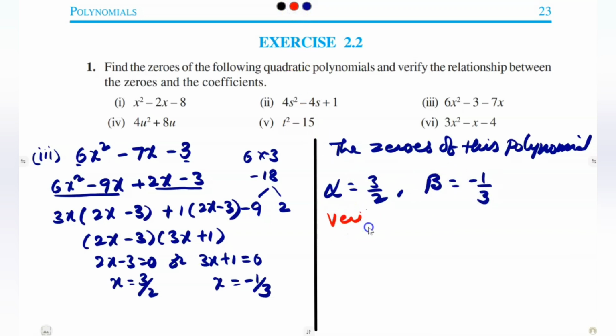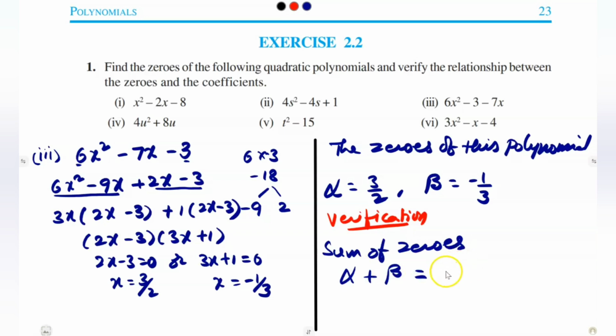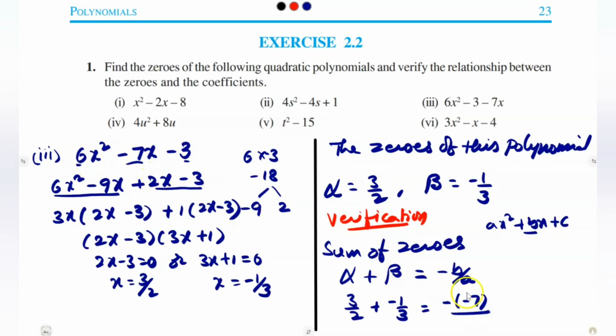So verification, first, the sum of zeros. The sum of zeros is alpha plus beta, which is equal to minus b by a when you compare with ax square plus bx plus c as the polynomial. So what is minus b by a? On this side, alpha plus beta is 3 by 2 plus minus 1 by 3. And on this side, minus b means minus of minus 7, so minus b by a is 7 by a, where a is the coefficient of x square, which is 6.